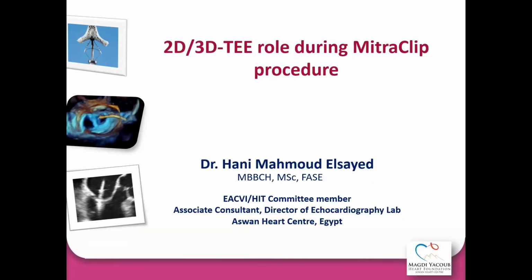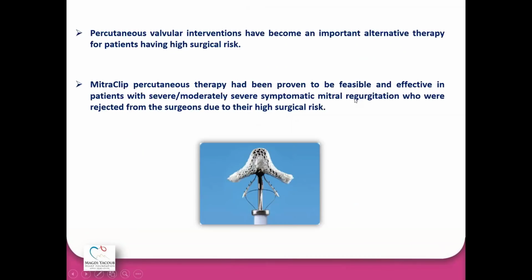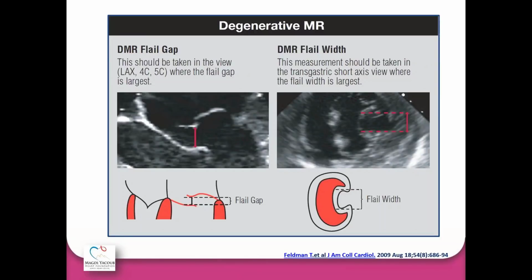We have two categories for mitral regurgitation that can be treated using MitraClip procedure. The first category is degenerative mitral regurgitation. When we say degenerative, we mean the flail or prolapse of the mitral valve.